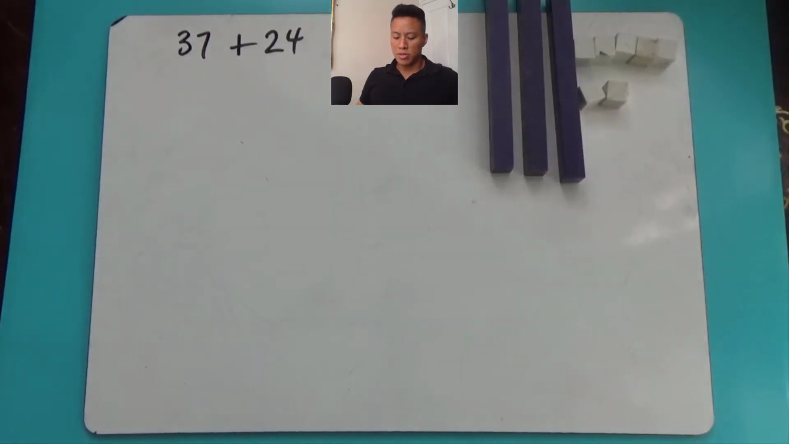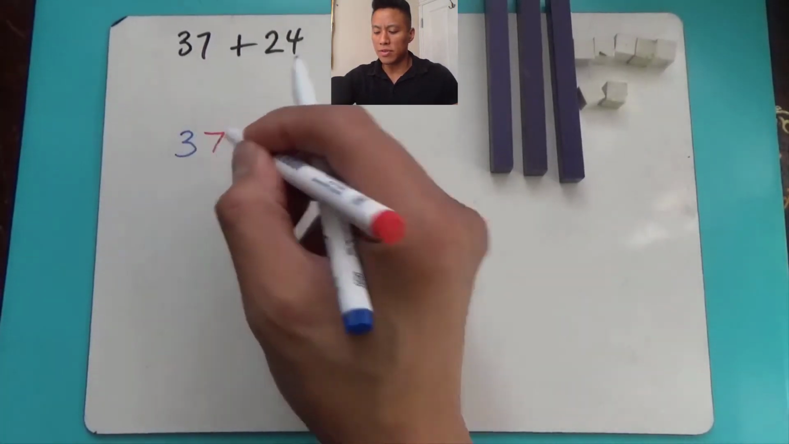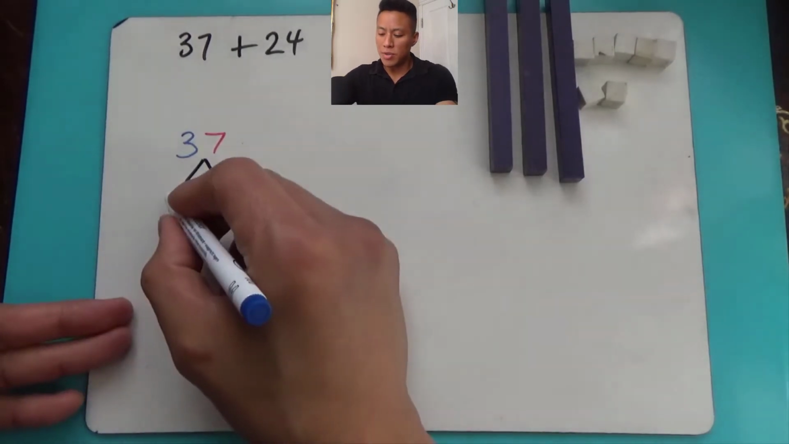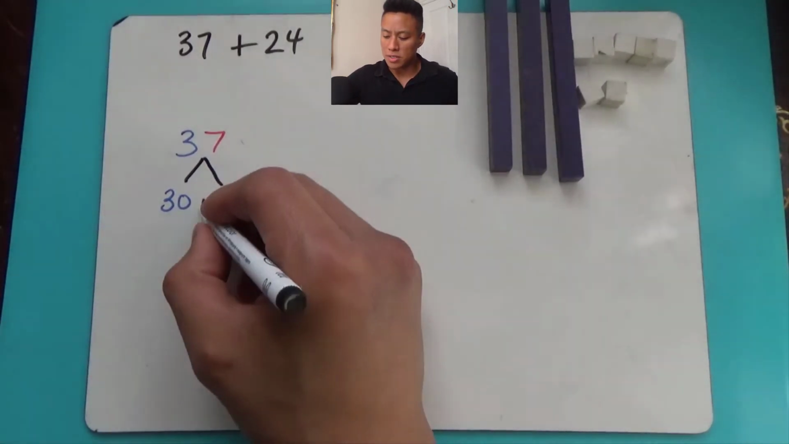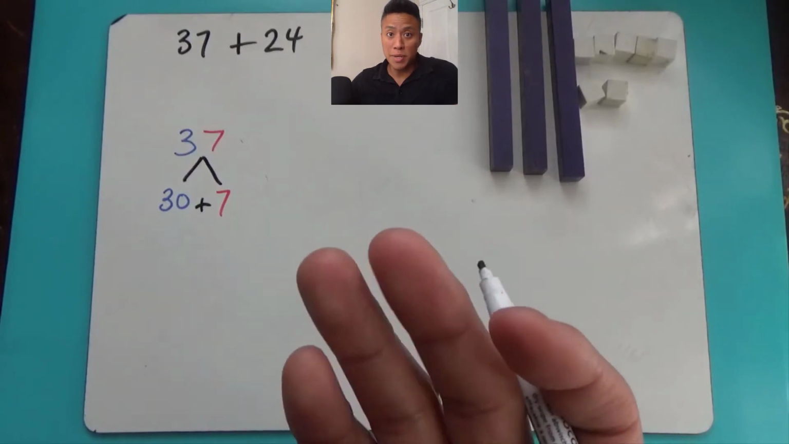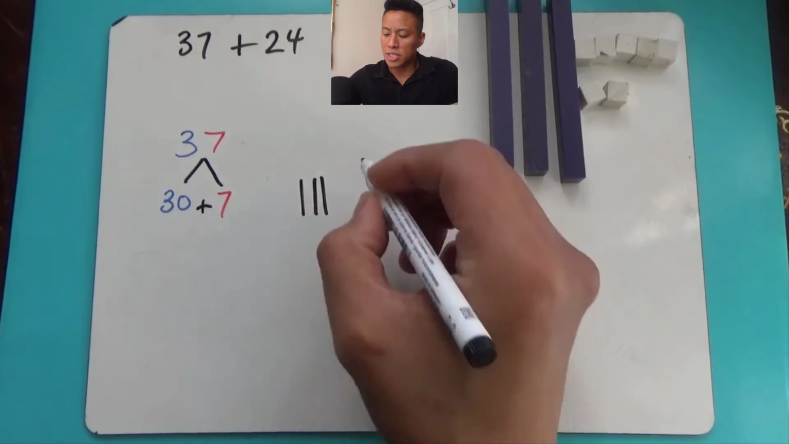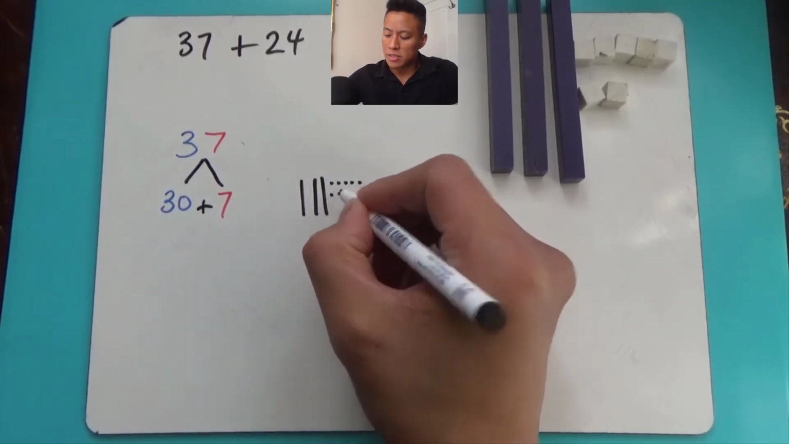Right, so 37. We've got 3 tens, we've got 7 ones. Let's expose its expanded form again by partitioning it into its tens and ones, and we get 30, 3 tens, 30, and the 7 represents 7. So 30 plus 7. If we draw it out as a pictorial representation, we get our 3 tens, 10, 20, 30, and our 7 ones. 1, 2, 3, 4, 5, 6, 7.